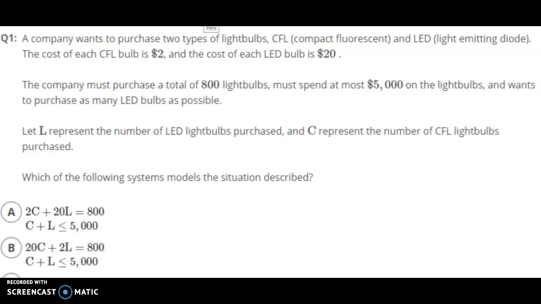Hi class, I'm going to be going through the solutions to your test from last Friday. Let's start with question number 1.